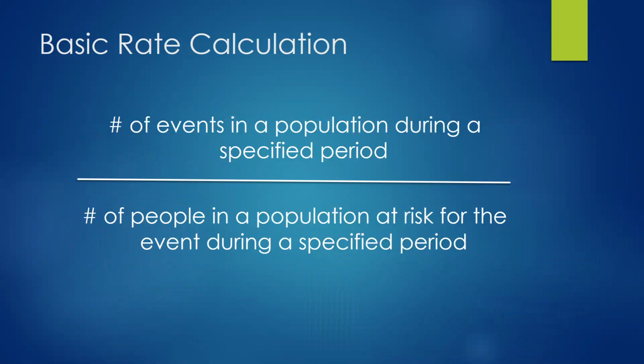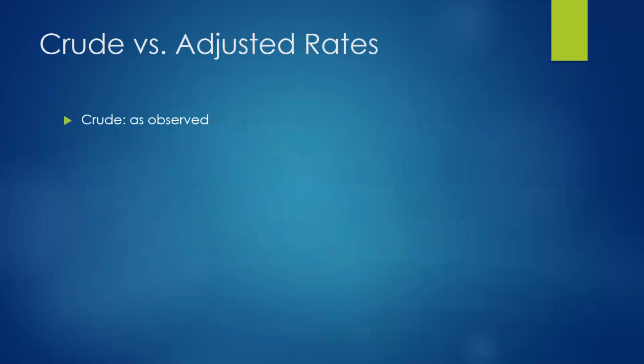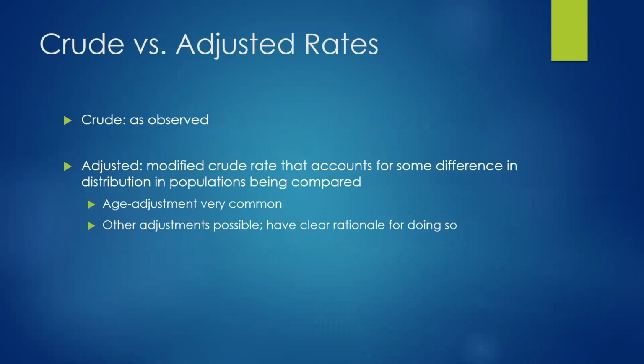Just as a reminder, when we calculate a rate, we are talking about the number of events that happen in our population during a specified time period, and we divide the number of events by the number of people in our population who are at risk for the event during the same time period. One of the times that adjustment really comes up is when we're comparing rates across populations or over time. A crude rate is just the observed number of events over the population size. This is what we calculated in assignment 1 when we were calculating incidence rates. Those were crude. It was just one number divided by the other.